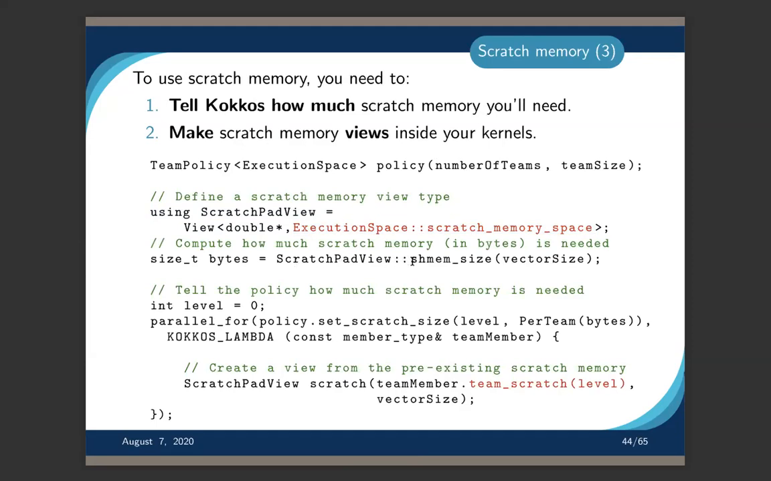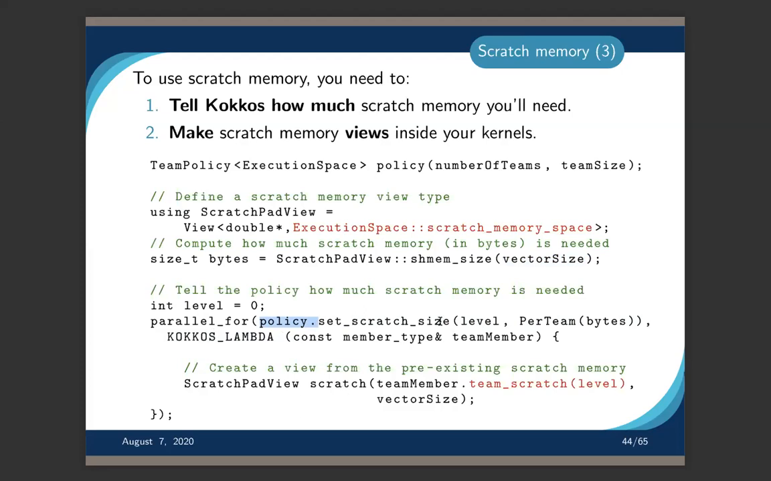Each of these views actually has a static function on it called shmem-size. What that returns is how many bytes you would need to create a scratch view of that type. The arguments are essentially just all the runtime length arguments, which you would also give to a constructor. One reason why you need that is you potentially need more scratch memory than you think, because you need to align the data correctly. I'll come to that in just a second. Then you tell the policy, what is my scratch size? You tell it which level and whether you want the bytes on a per team basis or per thread basis.